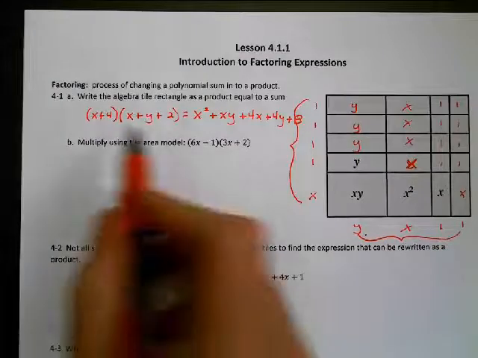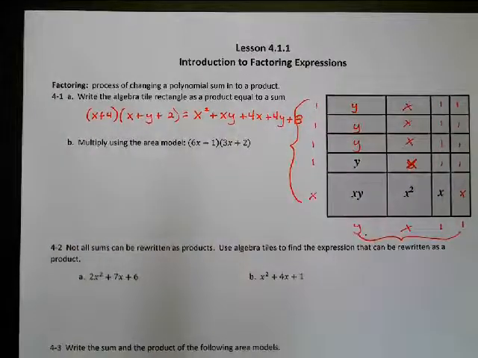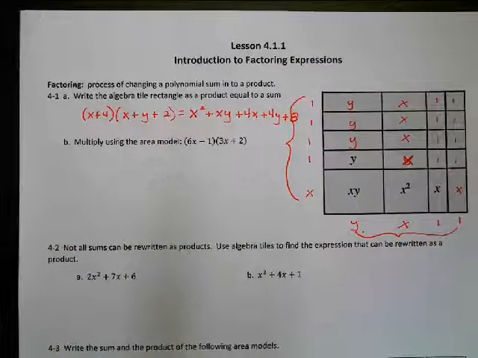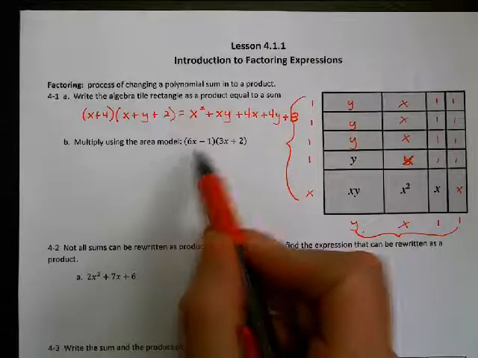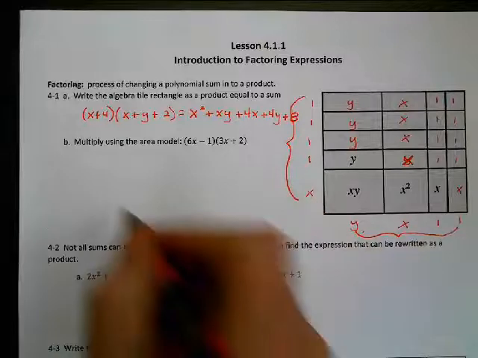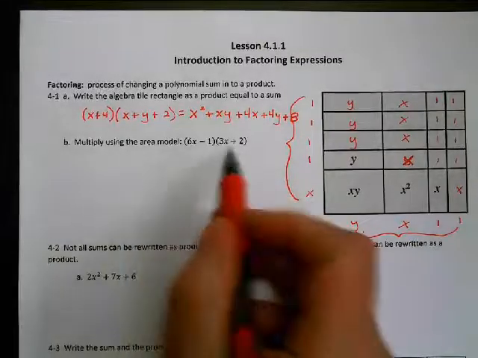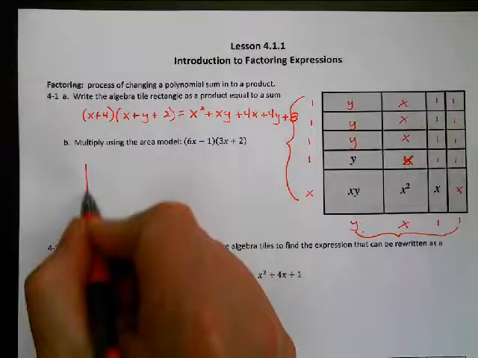All right, so this is written as a product. This is written as a sum. We've done this a lot. You did it in Math 1 as well. All right, multiply using the area model. So we've got 6x minus 1 times 3x plus 2. So that's written as a product. We're going to try to turn it into a sum.